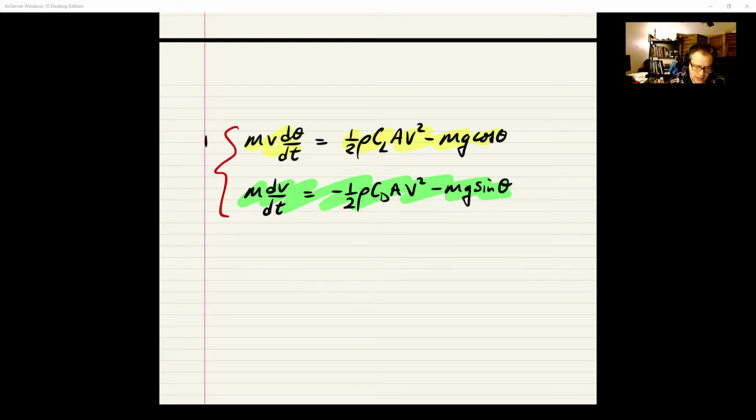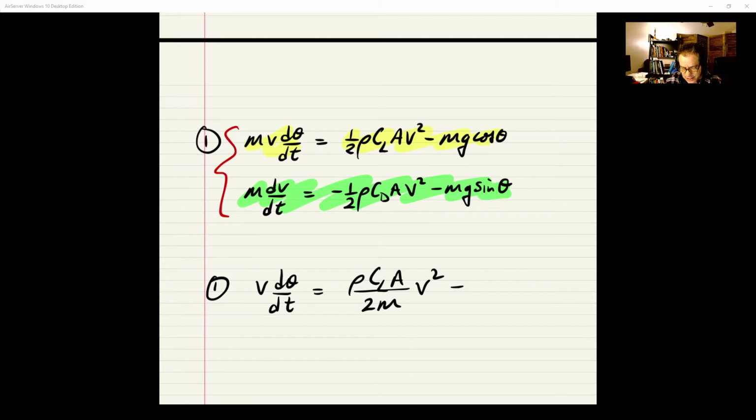And if we call that equation 1, after you divide out the m, you'll have v dθ/dt equals, well, let's write it as rho, coefficient of lift, area, over, and let's say 2m, because the 2 is in the denominator, times the mass, and then that'll be v squared. And now if we're dividing out the m, we'll just get negative g cos θ here.